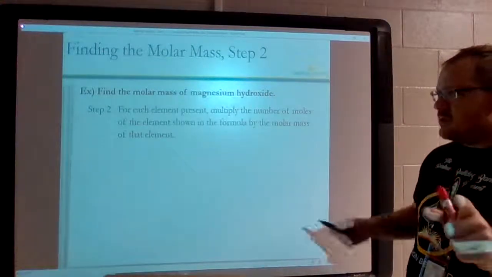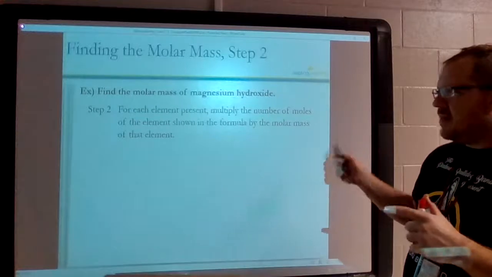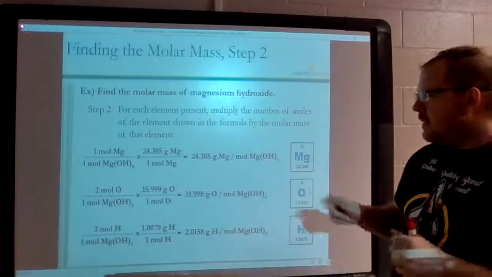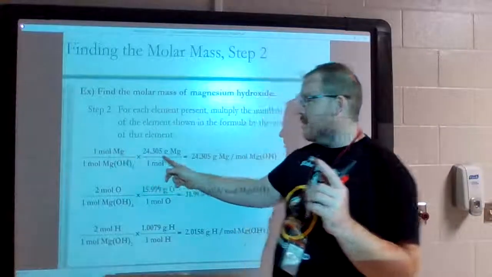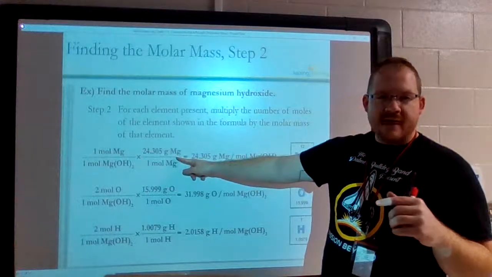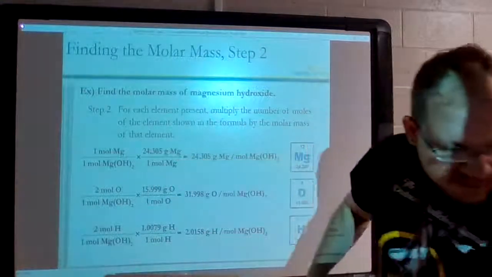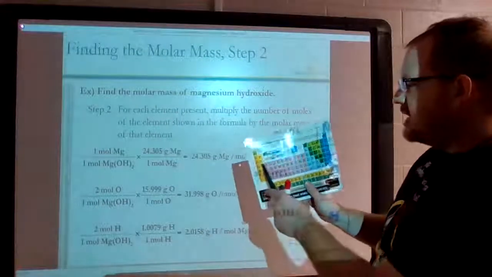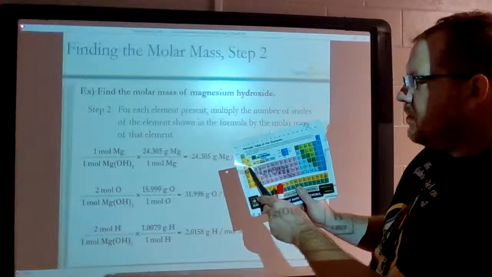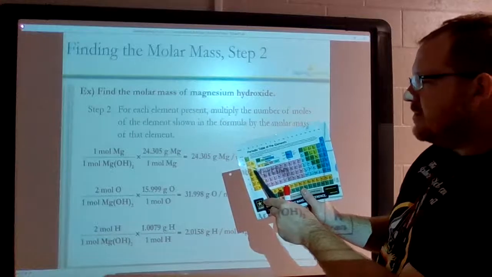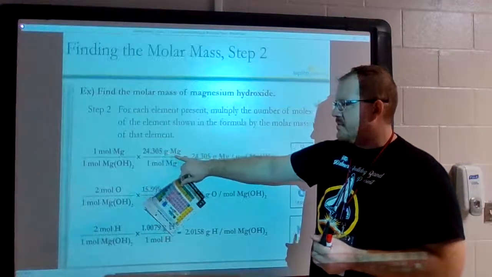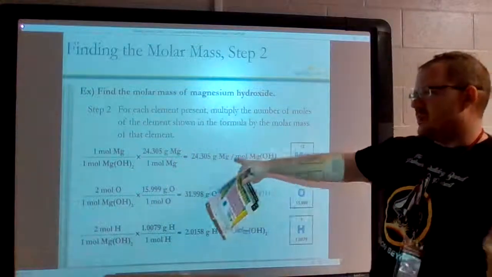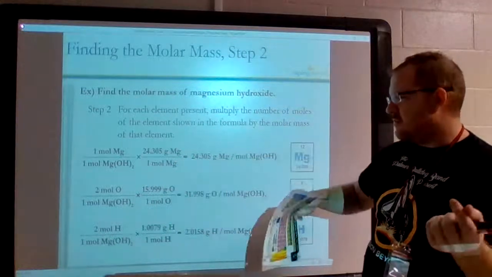So step 2, take each of the elements and multiply by the number of moles shown. I only have 1 magnesium. So I have 1 magnesium. I'm going to multiply by the weight of that magnesium, which I find on the periodic table. So go to the periodic table. Magnesium is 24.305 grams per mole. So 24.305 grams per mole times 1 is still going to be 24.305 grams per mole.